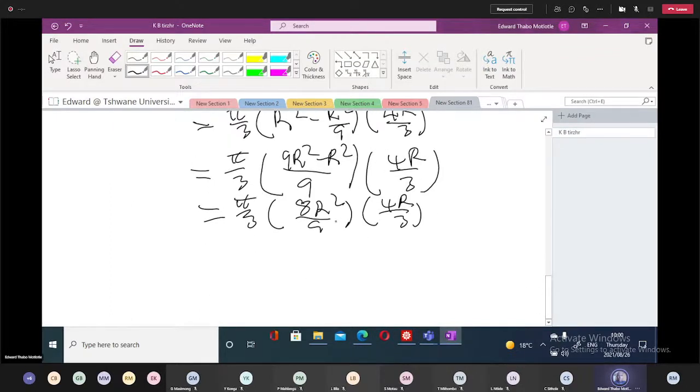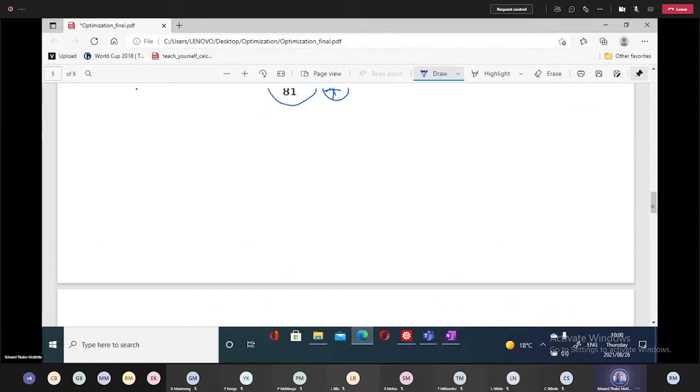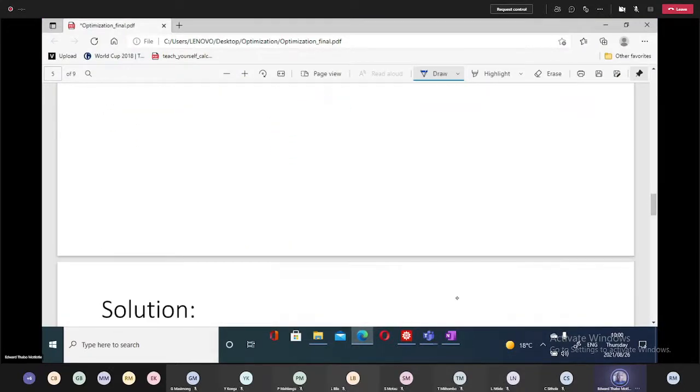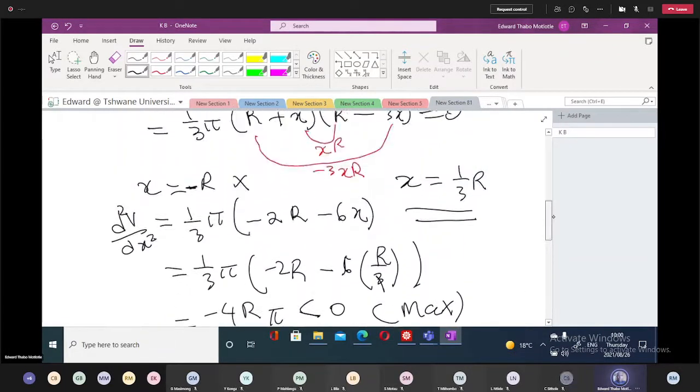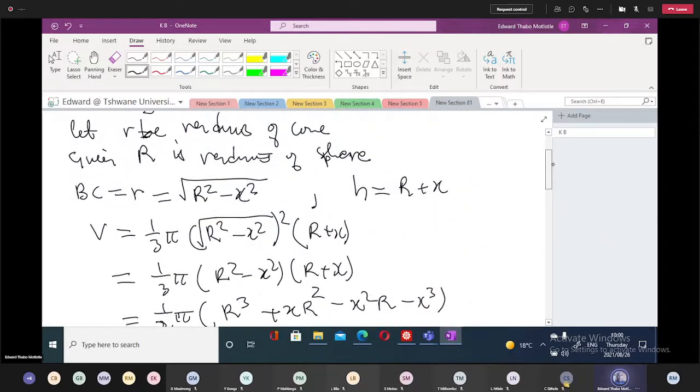So multiplying out here, this is 32 pi r cubed, and then 9 multiplied by 9 is 81. So now let's check if this is the value they were looking for, 32 pi r cubed over 81. So we have shown that indeed this is the case. We have proven that. So you have to follow those steps that I have shown you to show that this is indeed the case.